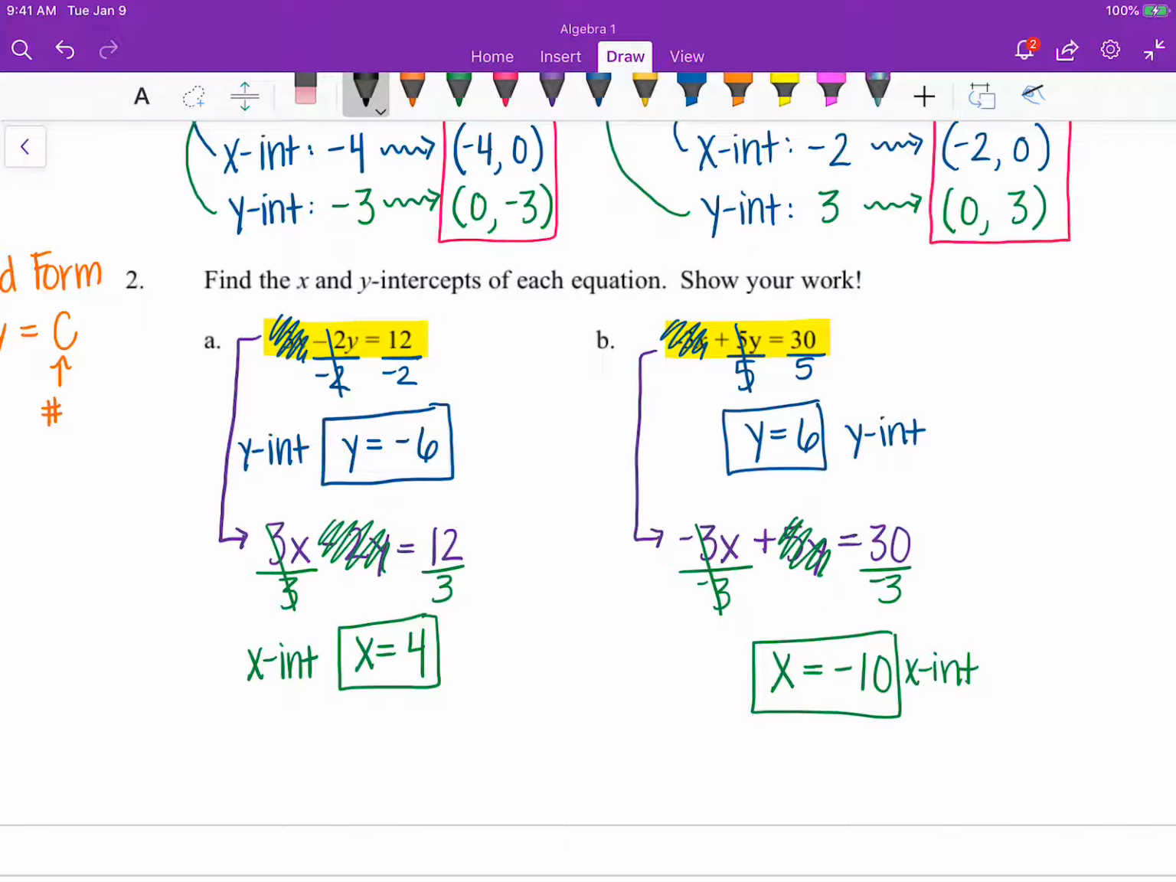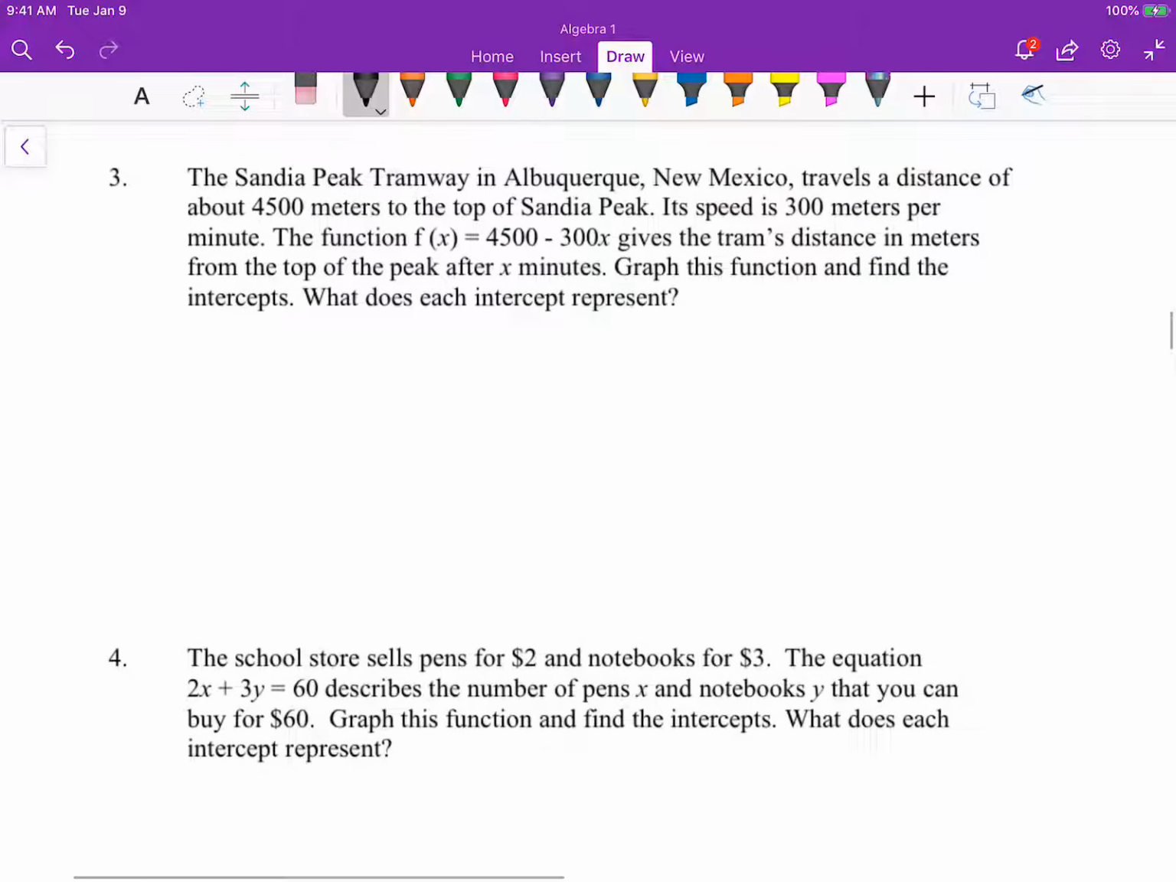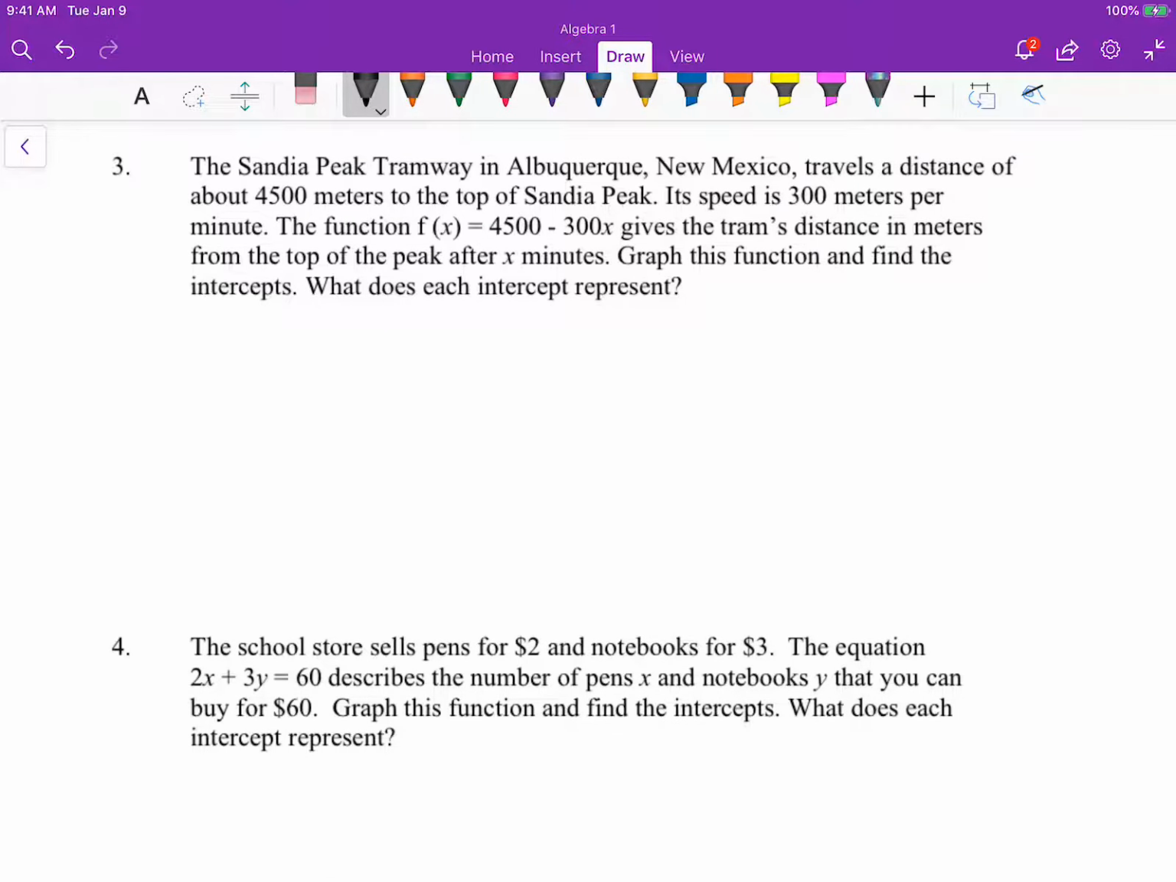So, all right, if we take a look at the next problem, number 3 says the Sandia Peak Tramway in Albuquerque, New Mexico travels a distance of about 4,500 meters to the top of Sandia Peak. Its speed is 300 meters per minute. The function f of x equals 4,500 minus 300x gives the tram's distance in meters from the top of the peak after x minutes. Graph this function and then find the intercepts. What does each intercept represent?